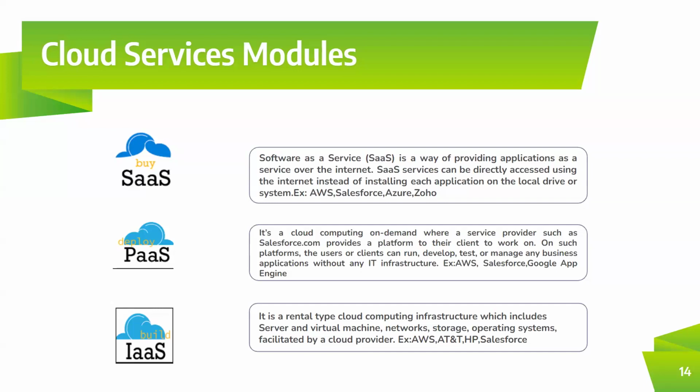Overall, companies providing infrastructure like AWS, AT&T, and HP are the top in the market with respect to infrastructure as a service. They provide all the infrastructure in the form of a service, in the form of software, like servers, virtual machines, network, storage, and operating systems. All these things they provide on the cloud, not on the local machine.